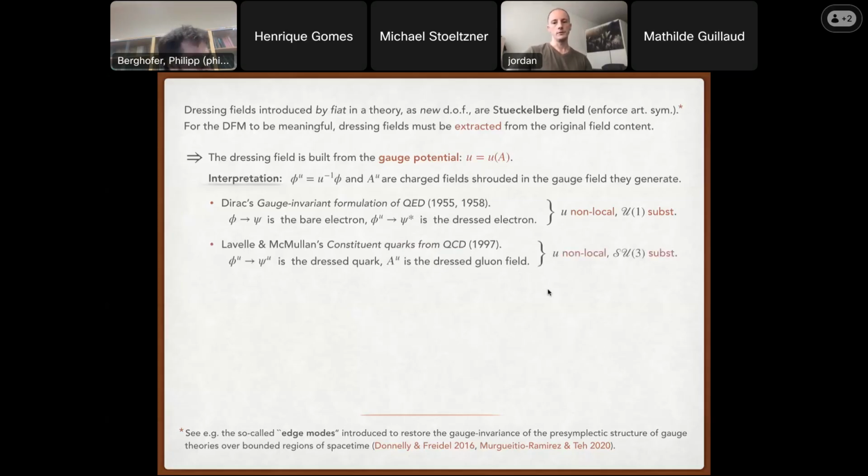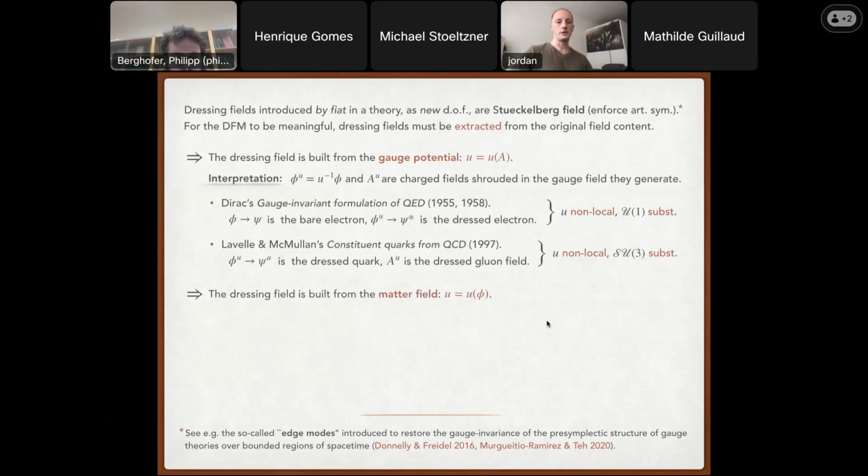And for example, in that case, again, their explicit algorithm to extract such a dressing field is formally still a non-local object. So I would say that again, in that framework, their proposition at least shows that SU3 in QCD remains a substantive gauge symmetry.